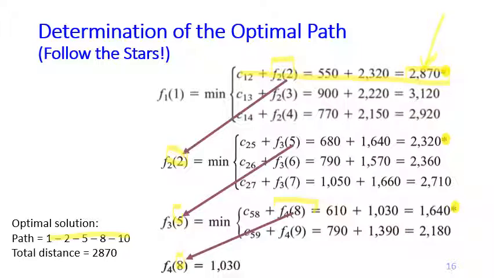2,870. So we have solved the problem of Joe Cougar going from New York City to Los Angeles, and then we have obtained the optimal path with the optimal distance of 2,870. So we have solved the problem.